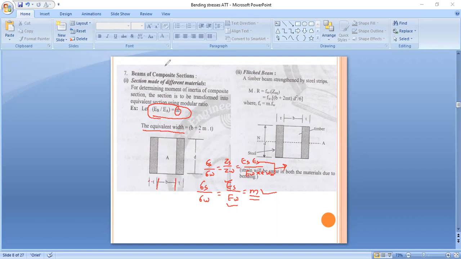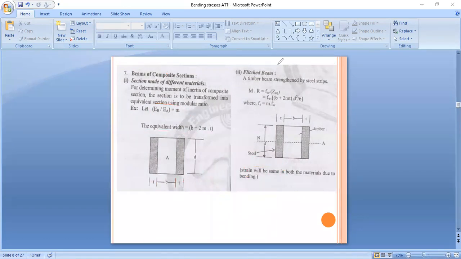So please remember, a composite section or composite member means that the section is made up using two materials or more than one material. The next concept is related to the flitched beam. Okay, next is the flitched beam.